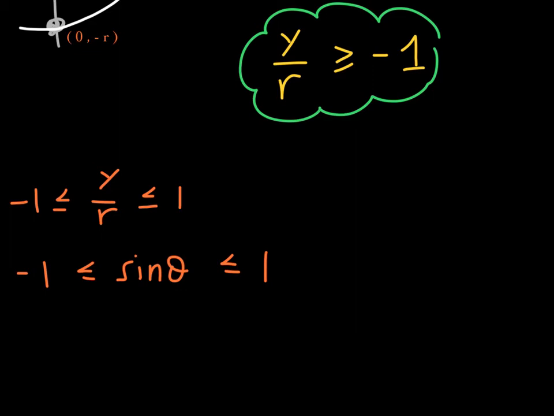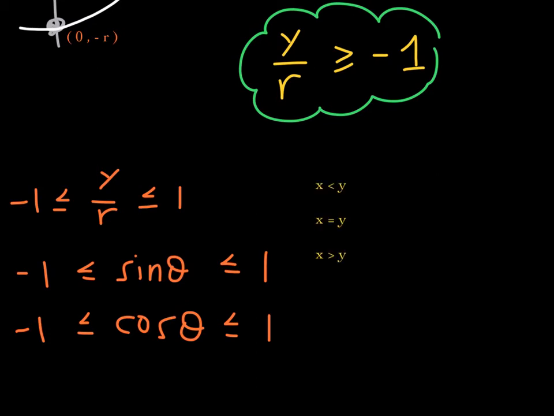Now, we can build the same argument for cosine. We can draw the same diagram for cosine. Both sine and cosine will have range between negative 1 and 1. Now, as far as tangent is concerned, it's possible for, here, let me write this down for you.